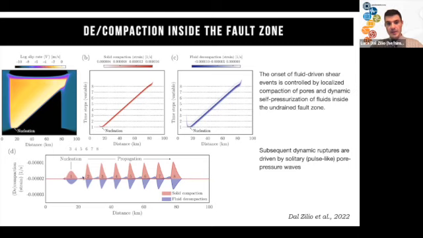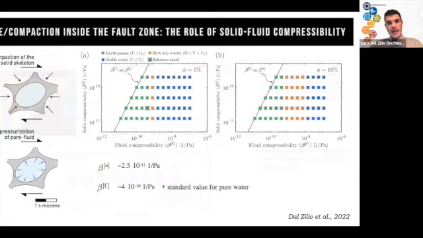in this panel. And so from this figure, you can see that we can have the nucleation of an event where we have the compaction of the solid matrix and the fluid pressurization. So one mirrors the other. And we have the propagation of a pore pressure wave where the solid compaction is immediately counteracted by fluid pressurization inside the fault zone.